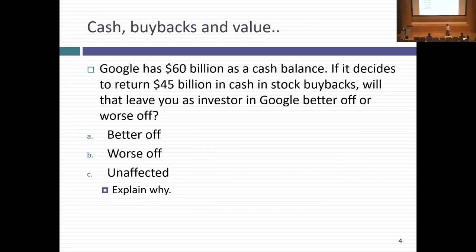One final question. This is a company from back in the... When I wrote this question, the answer I expected was very different than the answer I might get today. This was about 8 years ago. Google is at the peak of its glory, the heart of the FANGAM stocks, doubled in market cap, a company with great returns and a $60 billion cash balance. Google decides to return $45 billion in buybacks. Will you, as a shareholder in Google, be better off or worse off when it returns that cash?